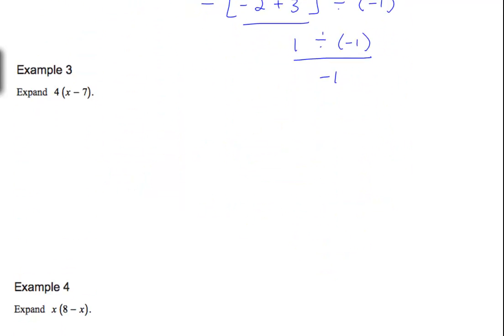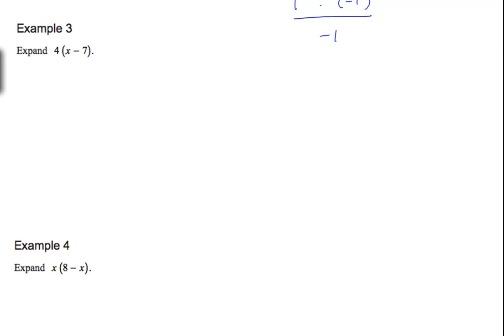Alright, now let's look at these brackets. Okay, let's look at multiplying these brackets out. Okay, so what we're going to do is expand. What this means is this 4 multiplies by the x, and it also multiplies by the negative 7. So first, what's 4 times x? Okay, what does this mean? This means 4 times x.